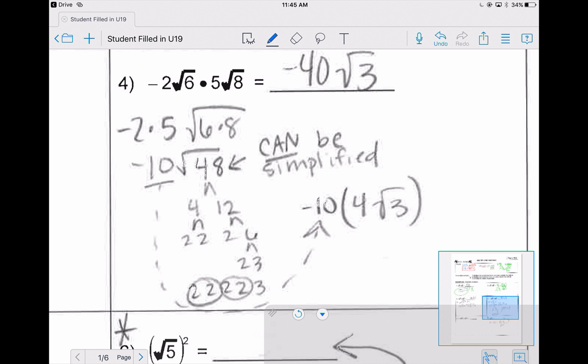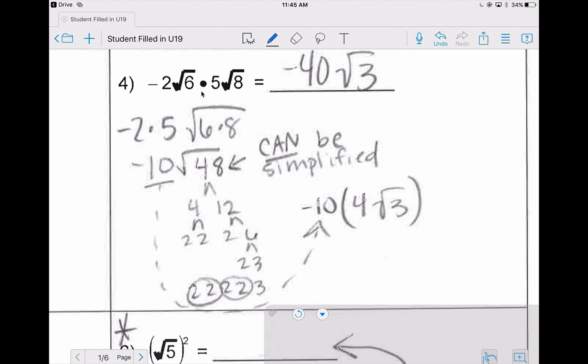Problem 4 has also been done for us. Same first step. Negative 2 and 5 are both outside, so we multiply those together. 6 and 8, both outside, so we multiply those together. So negative 2 times 5 is negative 10. 6 times 8 is 48.